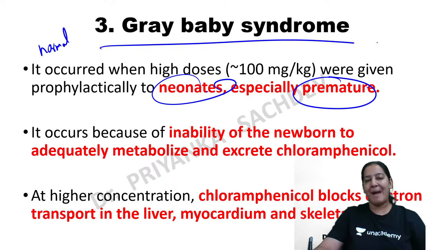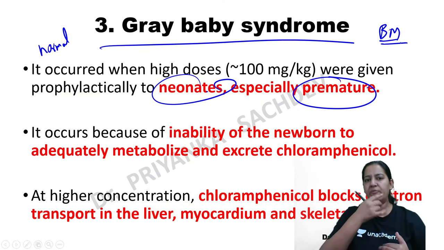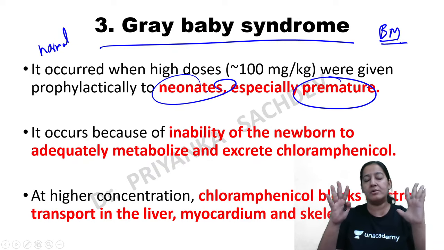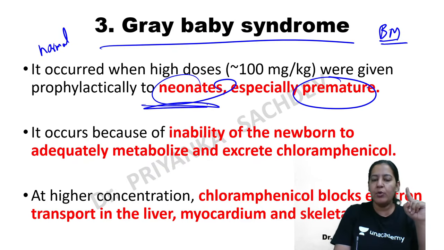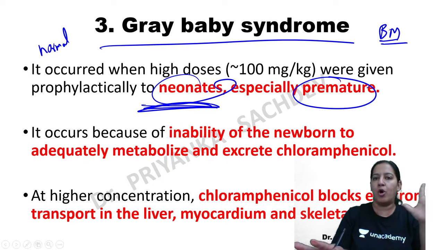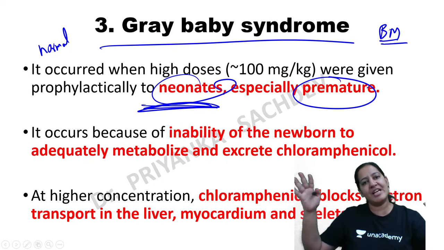In adults, maximum cell division takes place in the bone marrow. As I've told you, if I'm taking chloramphenicol, in my body maximum cell division takes place in the bone marrow. But in a neonate, cell division takes place in all organs. Because the neonate is growing, na? Cell division takes place in all organs.